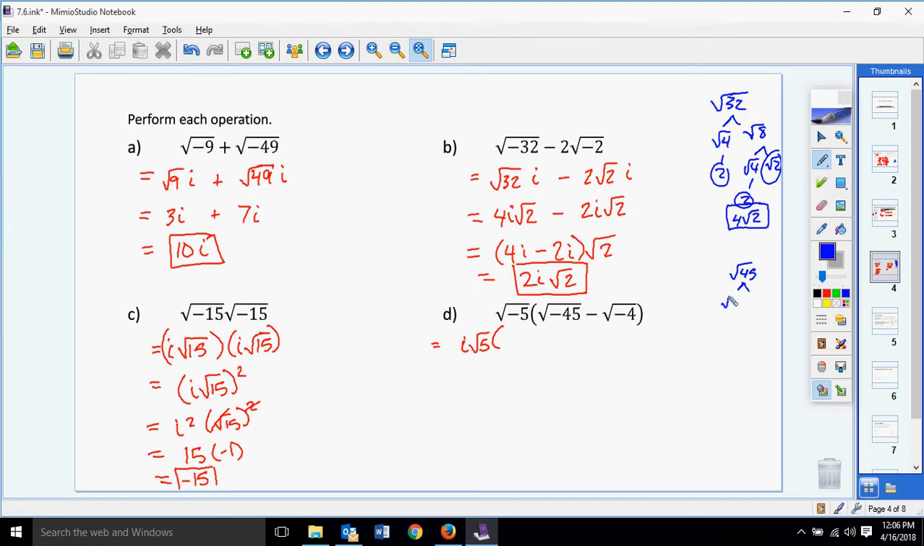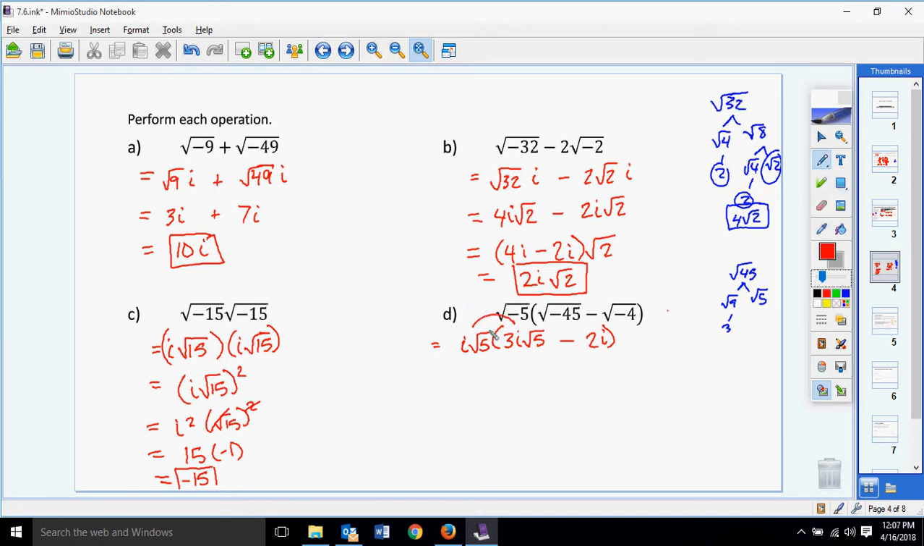I'm looking for perfect squares, so that'd be 9 and 5, which breaks up into 3 square root of 5. So I have 3 square roots of 5, but remember it was a negative, so I have that i there. Okay, and then over here, it's going to be the square root of 4 times the square root of -1, which would just be 2i. So this is minus 2i here. And then we need to distribute.